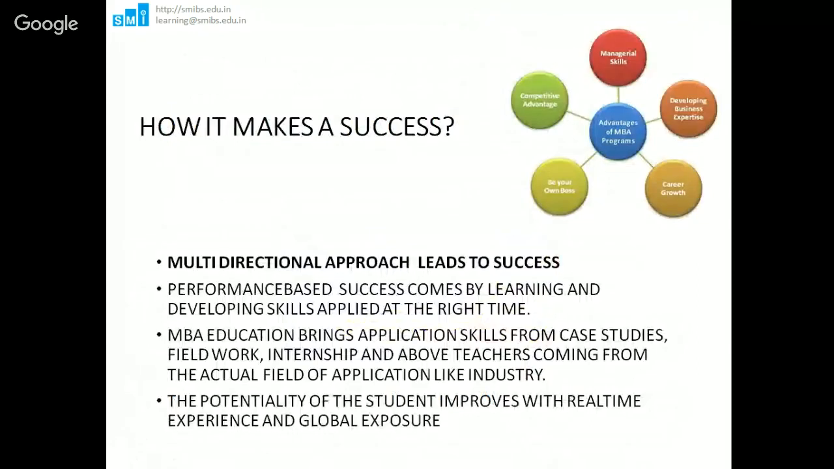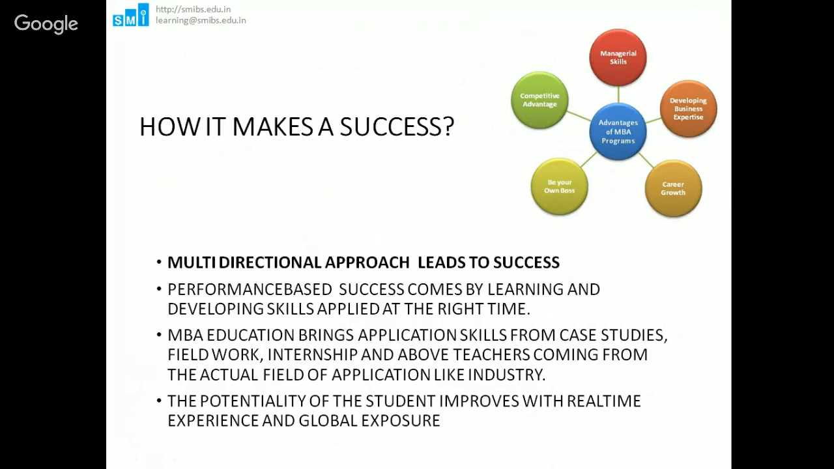How does it make a success? Remember one thing: in management, all approaches are holistic. It's not with a single angle of vision that the manager or the entrepreneur looks. He looks at all the different functional angles to make it a success. Our failures tell us where we have gone wrong and which function we have not considered. But in a holistic approach, you find it leads to success. And this holistic approach is taught in MBA courses.